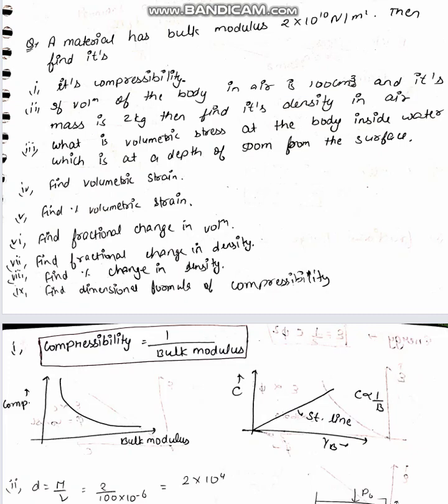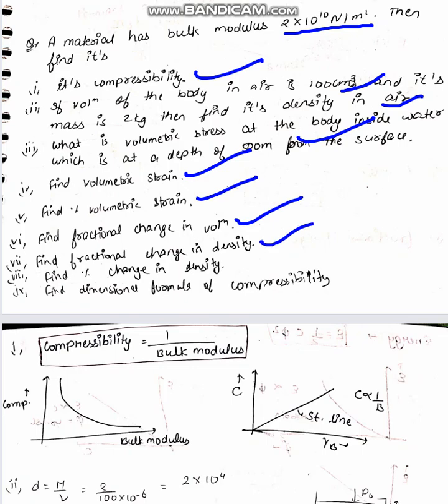Let's discuss a numerical based on elasticity. For a certain material, the bulk modulus is given here. The first question is to find its compressibility. Then the volume in air is this much and the mass is this, so find its density in air. Then find the volume inside at a certain depth. Then we need to find the volumetric strain, then percentage volumetric strain, then a fractional change in volume, then a fractional change in density, percentage change in density, and the dimensional formula of compressibility.